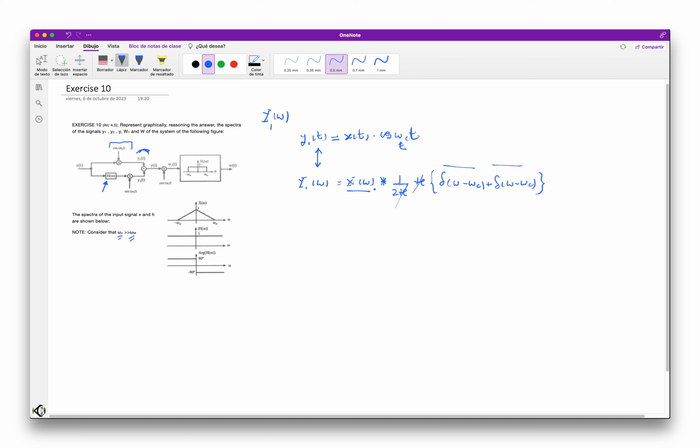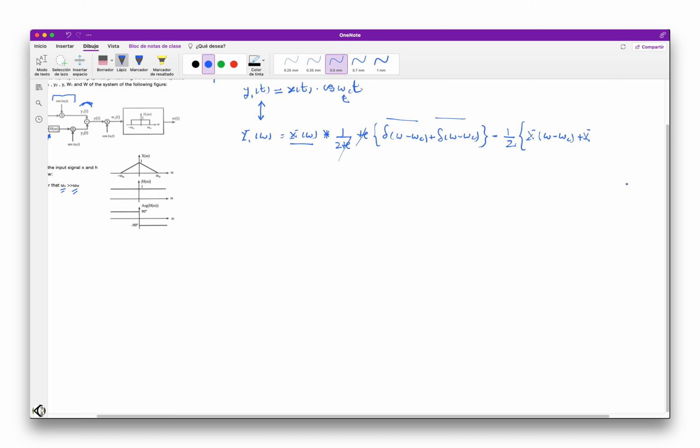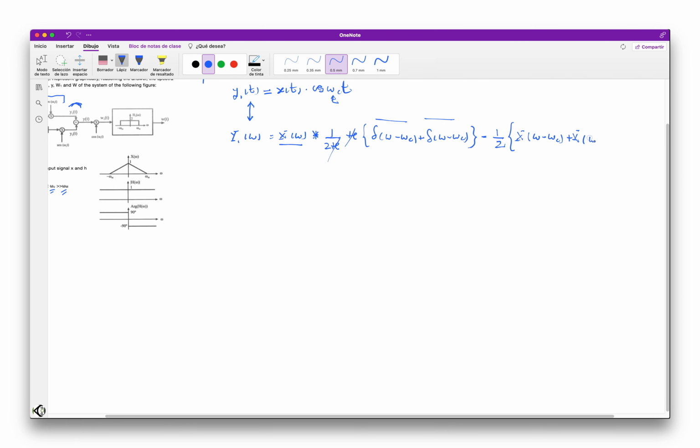Remember that when we convolve a function with a delta, the result is just moving the signal to the point where the delta was. So the result of this will be 1 divided by 2, and then the signal X moved to where the first delta was, so it will be at omega minus omega c, plus the signal moved to where the other delta was. This is wrong, this is a plus sign here, omega plus omega c. Okay, so this is what happens with a modulation.